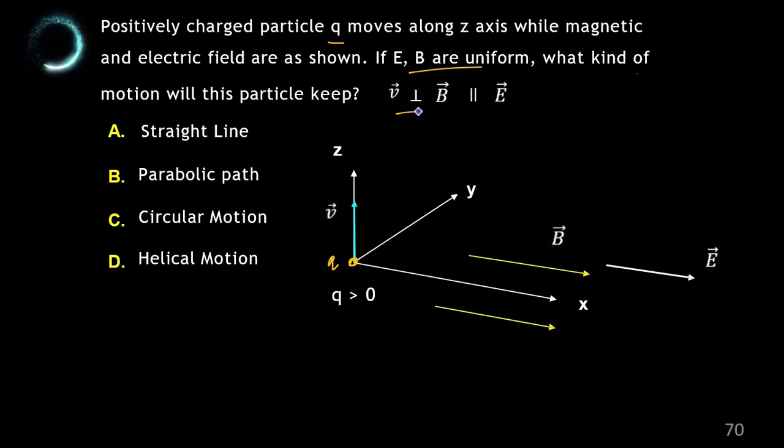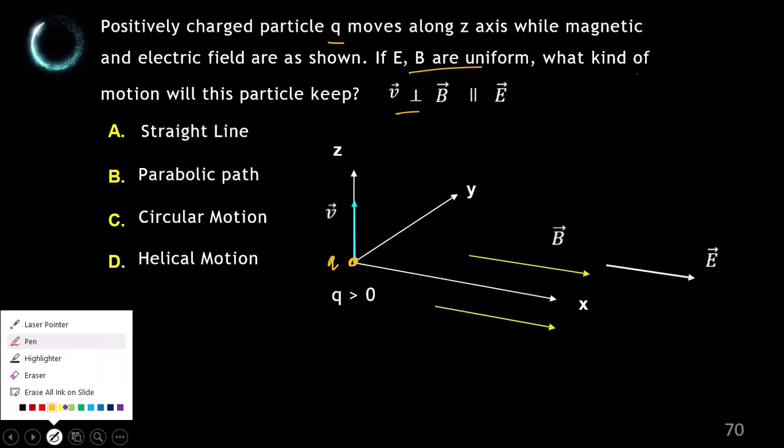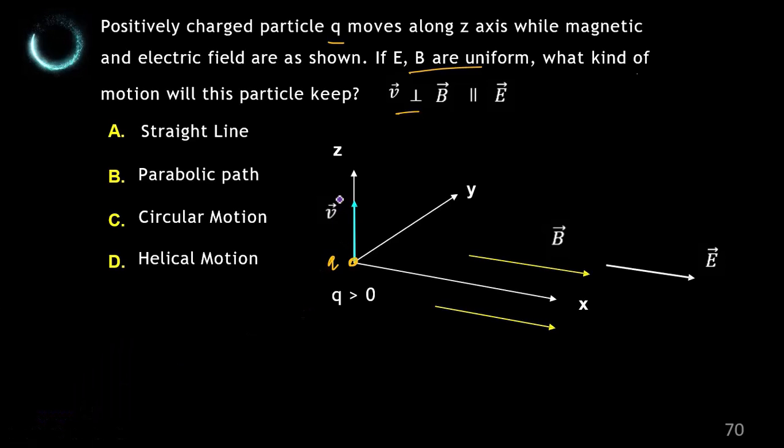Now V is perpendicular to B. So V is perpendicular to B means there is a circular motion, and the radius of the circle. V cross B means the force will be in this direction. So the particle will perform a circular motion like this. So this is the circle, okay, radius, and it will be advanced forward.